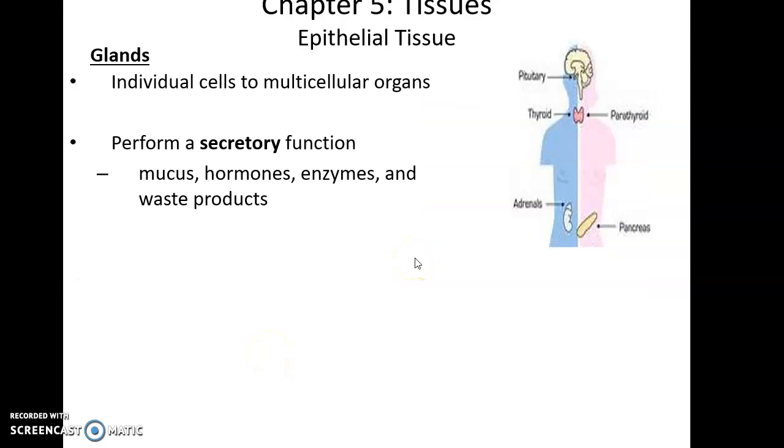Glands. Glands are made of epithelial tissue. Glands can be individual cells, or they can be multicellular organs like the thyroid gland, parathyroid glands, pancreas. Glands perform secretory functions. So glands secrete things like mucus, hormones, enzymes, and waste products.